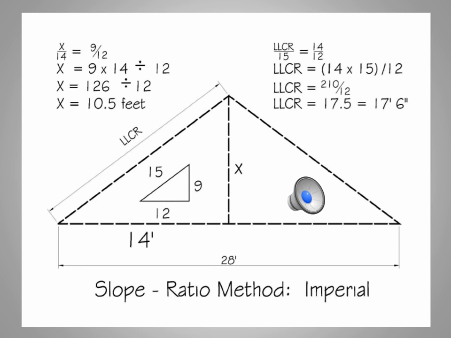So I'm going to go LLCR over 15, and then I'm going to compare that to the two runs. But I have to make sure I'm going the right way. So I go with the run from the big triangle to the run of the small triangle. So LLCR over 15 will be equal to 14 over 12. Notice I've dropped the units because they cancel each other out. 14 feet over 12 feet is 14 over 12. So then we get LLCR is equal to 14 times 15 divided by 12. That will give us 17.5 feet, or 17 foot 6.